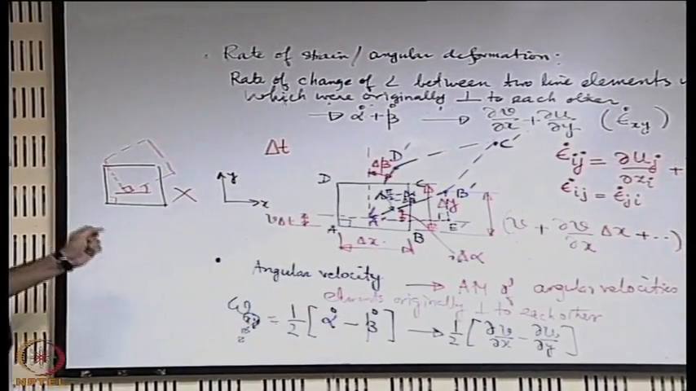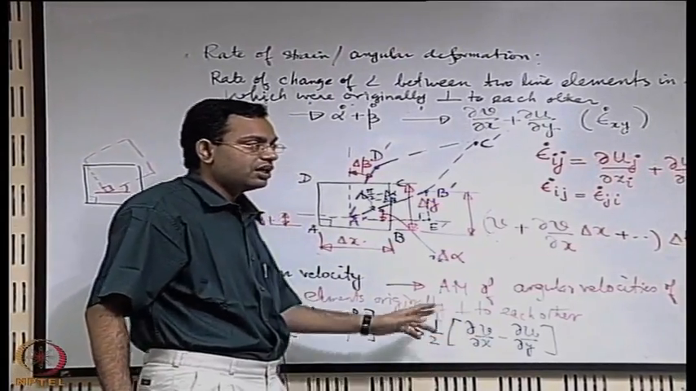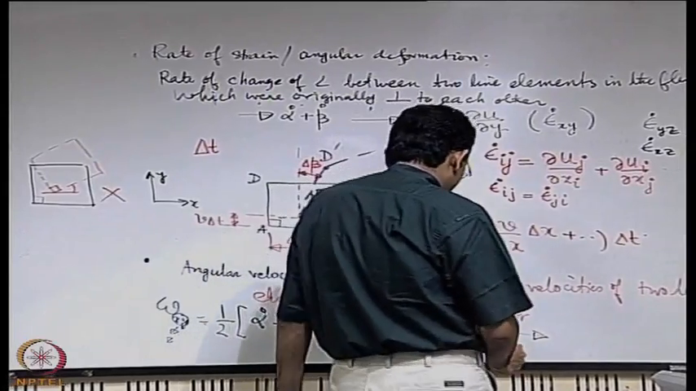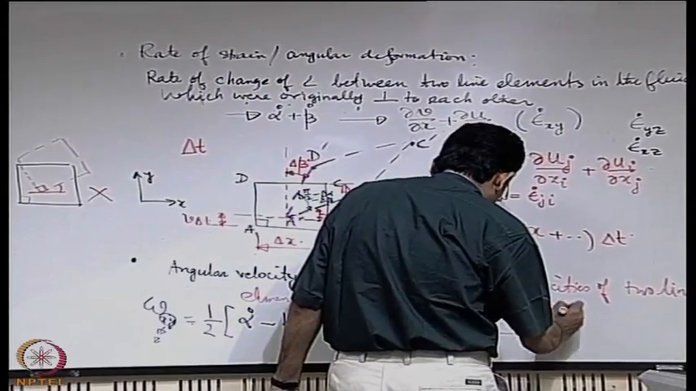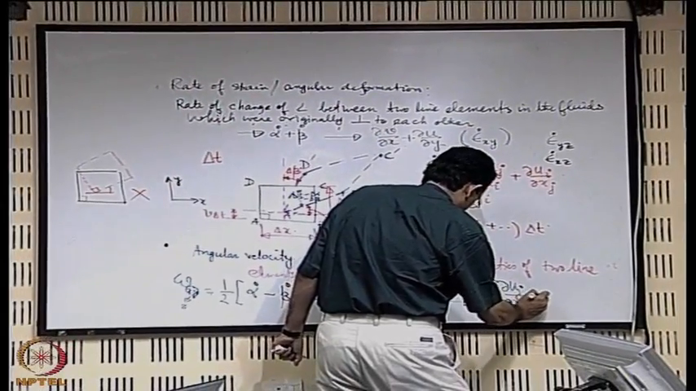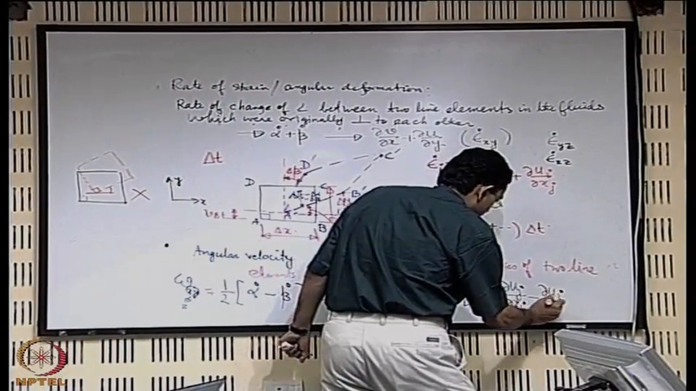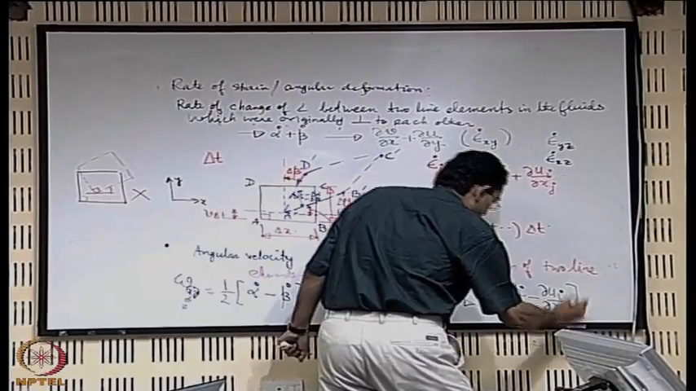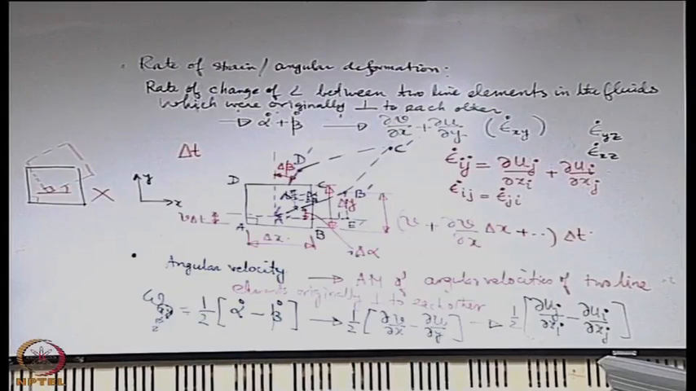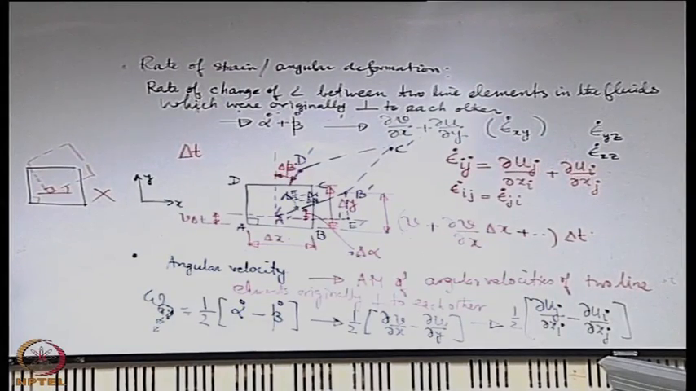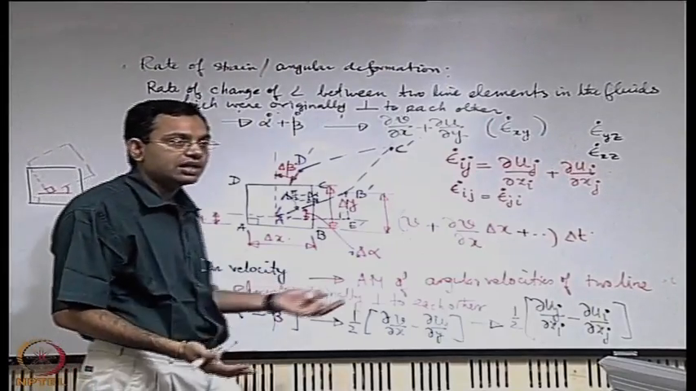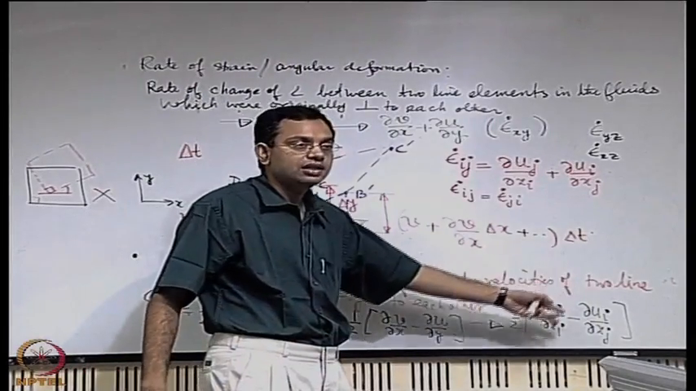Now what we can see is that this also we may write in terms of an index notation. How is it possible? You can write this as half of this one. You can write similar components of rotation in the other planes. So this is rotation with respect to the z axis, you can have rotation with respect to the x axis, y axis, and similar such terms will be there.